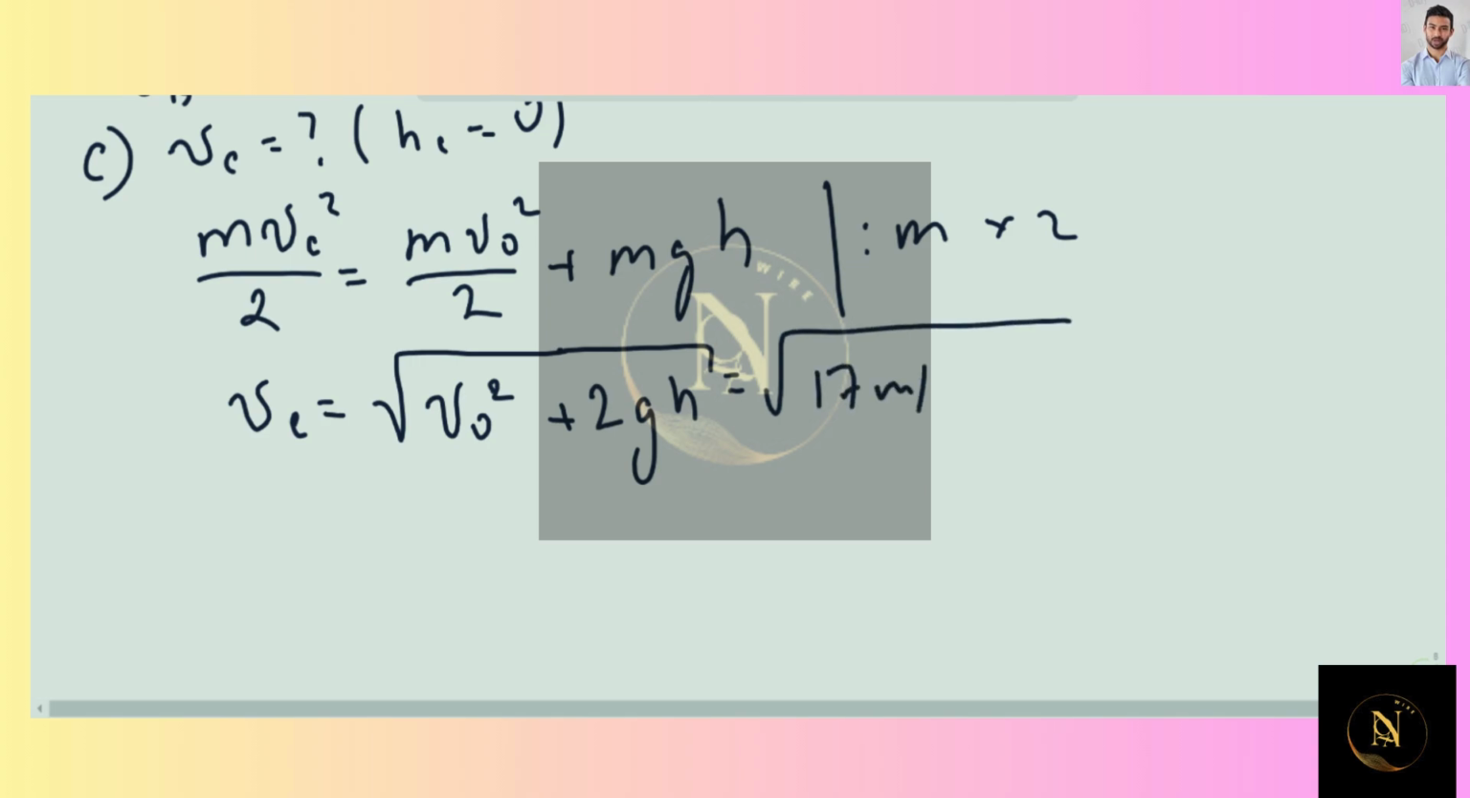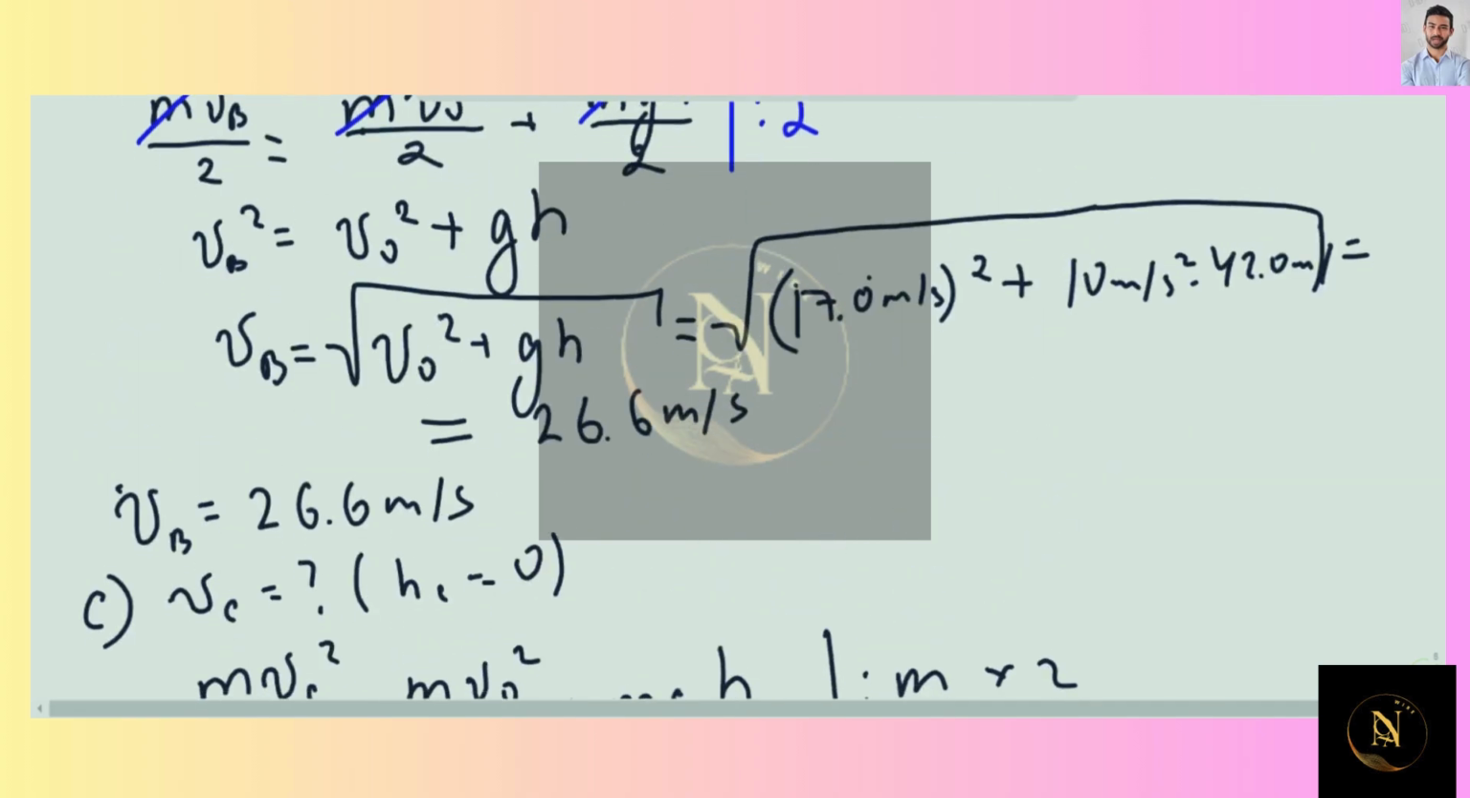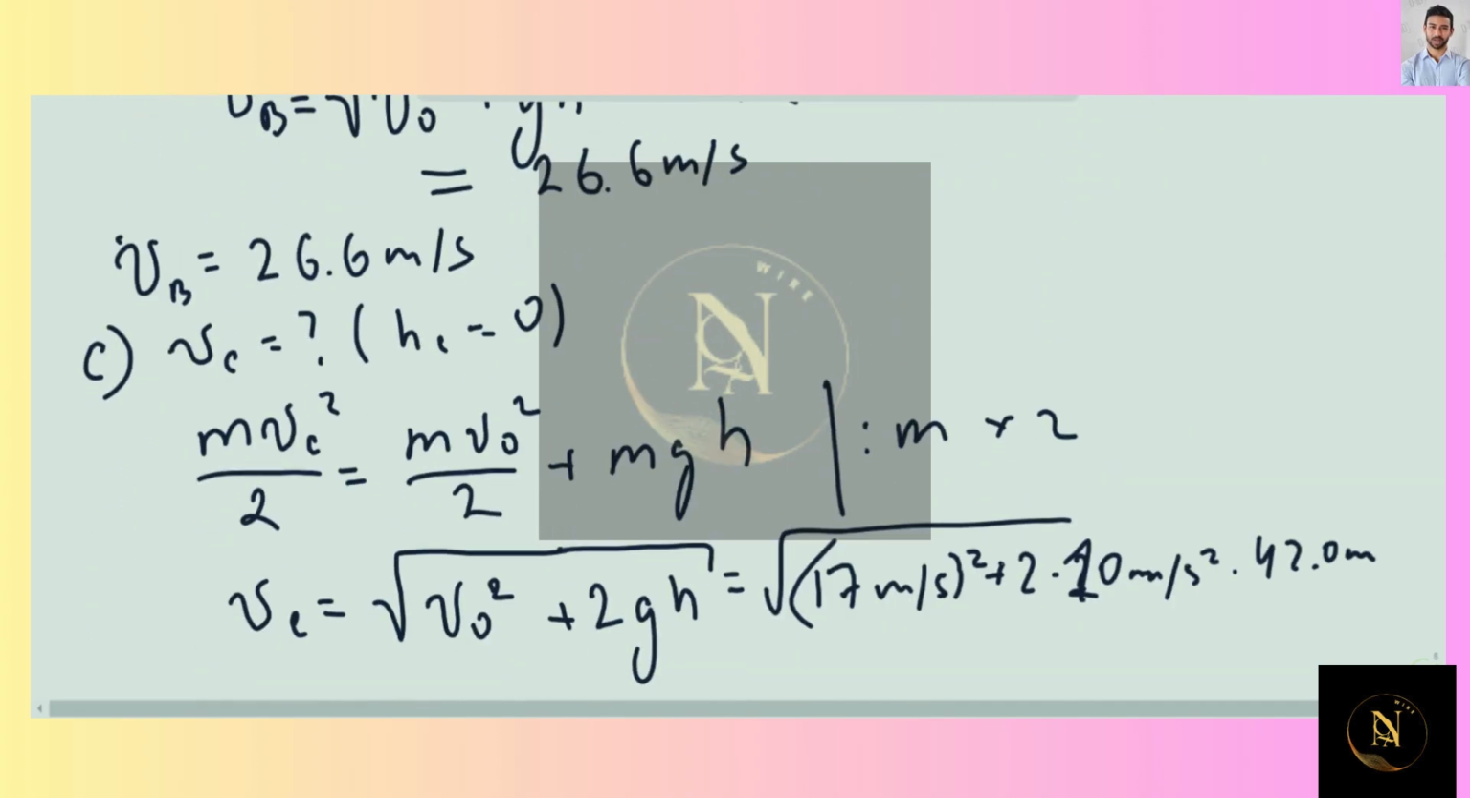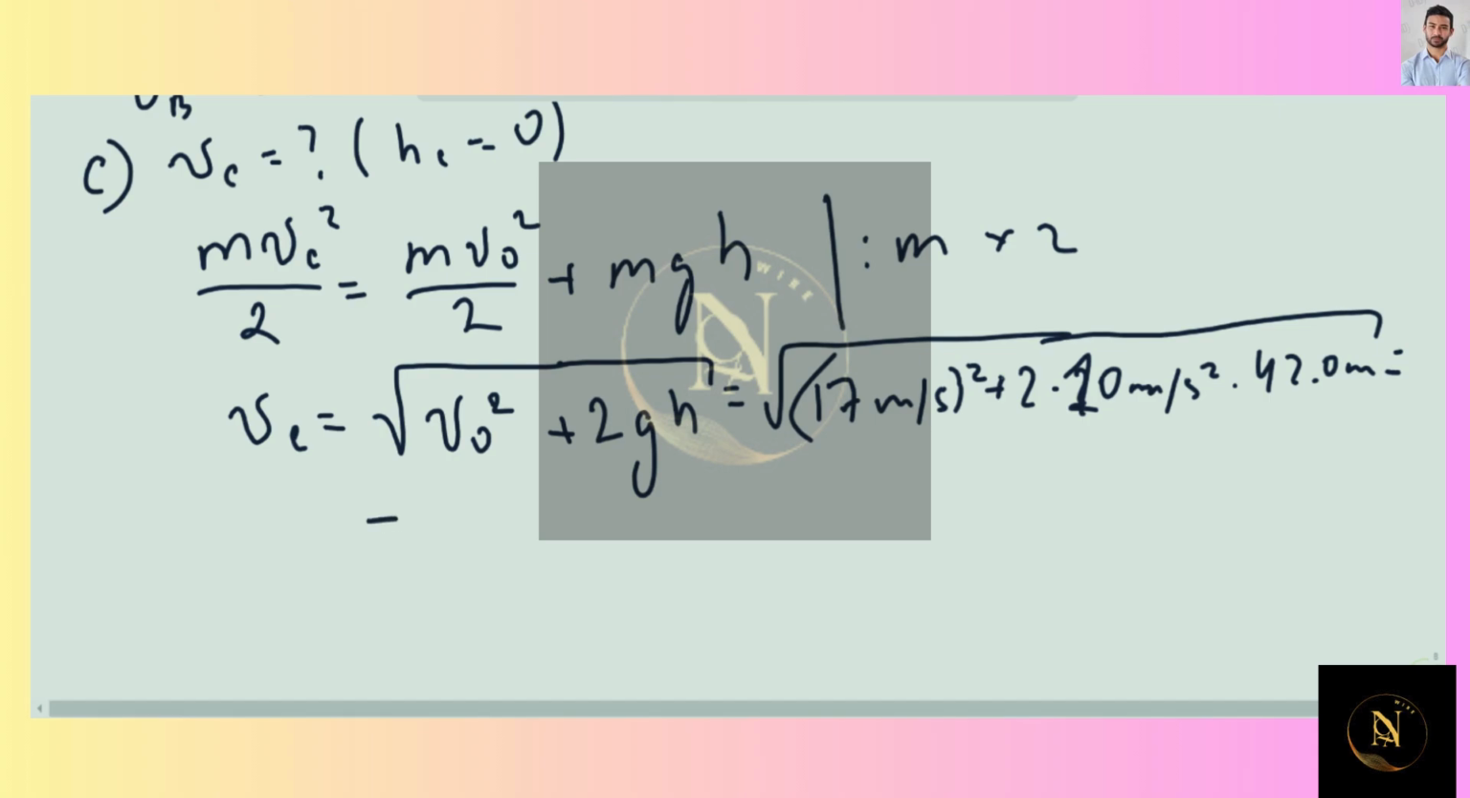Let's calculate it. It equals the square root of 17 meters per second squared plus 2 multiplied by 10 meters per second squared multiplied by 42.0 meters. So again, let's use a calculator to get the number. It equals 33.6 meters per second.